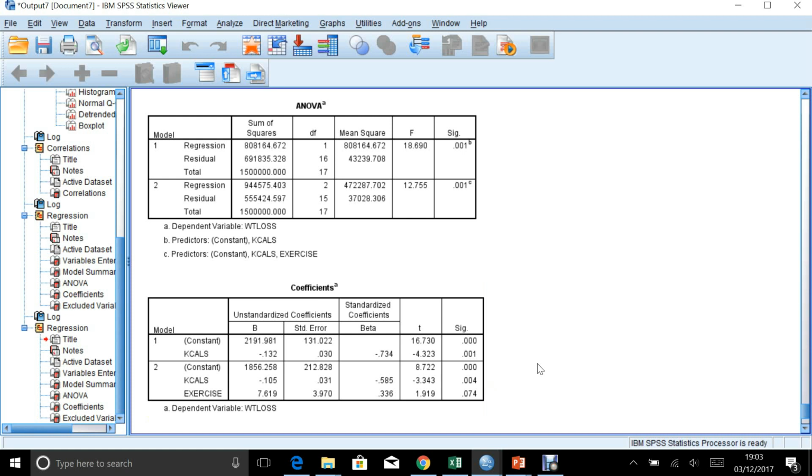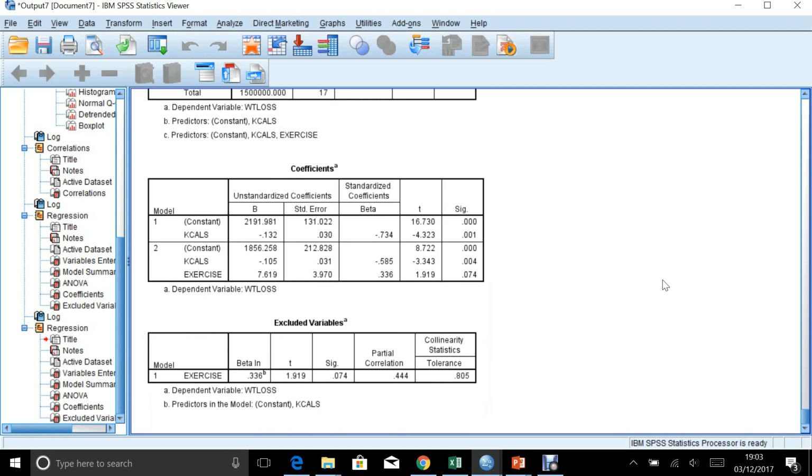Again, I would like you to construct two regression equations. So y equals a, which is the constant for model 1, plus b, which is the coefficient associated with food intake, times x. And then a second regression equation, which is y equals a plus b1, which is food intake, and b2, which is exercise.